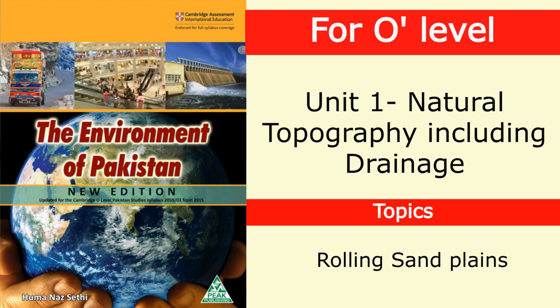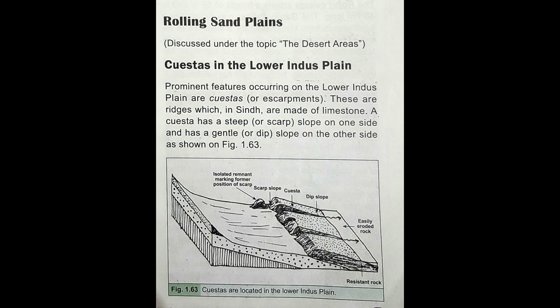Students, today we will read about the natural topographical features of the Indus Plain, and in this regard we will discuss rolling sand plains. So we start our lesson. Page number 23. You are supposed to open this page and read and understand about cuestas in the lower Indus Plain. Prominent features occurring on the lower Indus Plain are cuestas or escarpments.